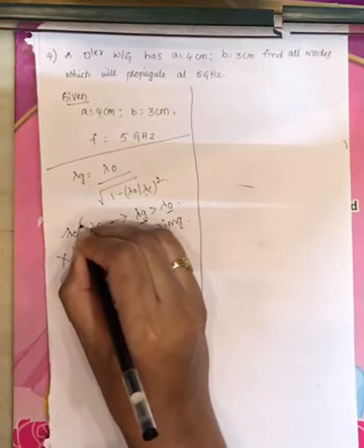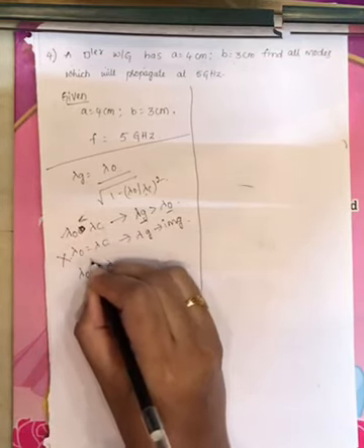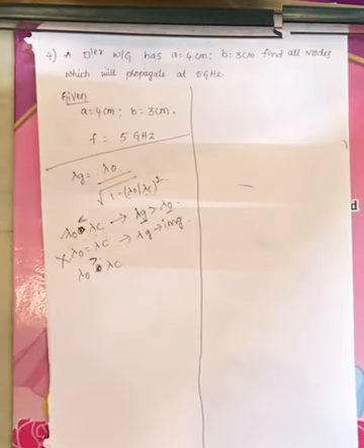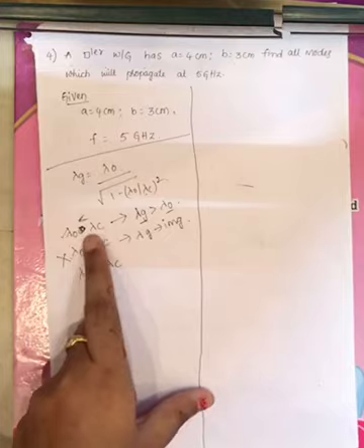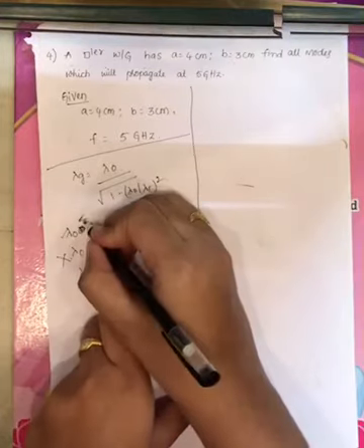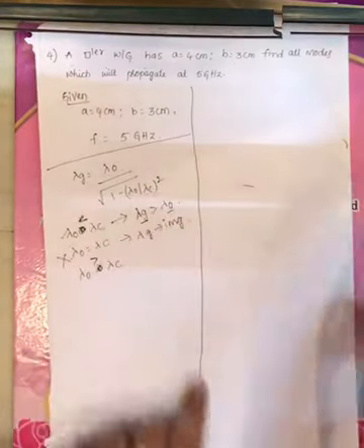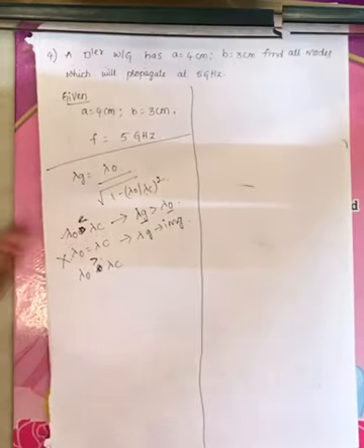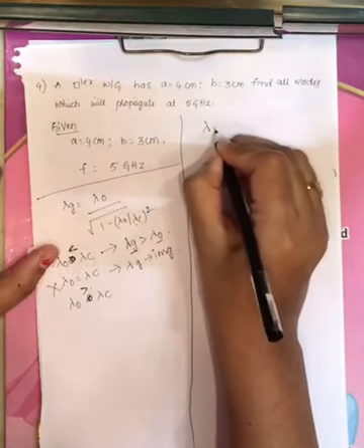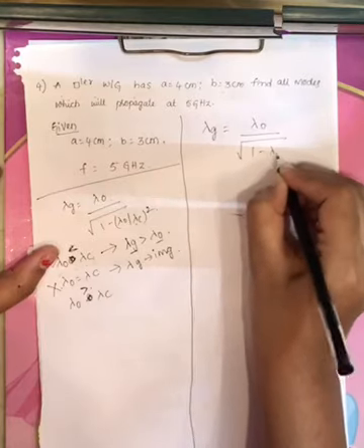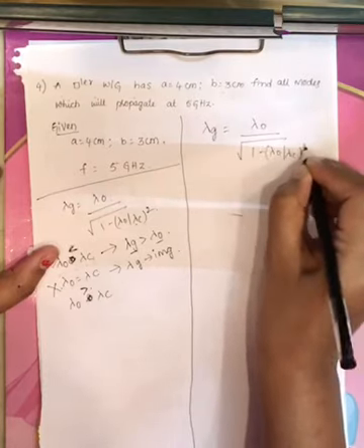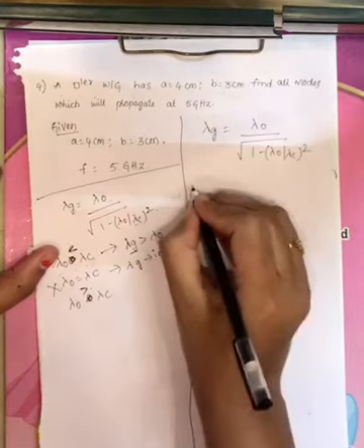Okay, this is for less than and this is for greater. Let me explain again. Now lambda g, you know the relation: lambda g equals lambda naught by under root of 1 minus lambda naught by lambda c whole square. Now here 3 cases arise.